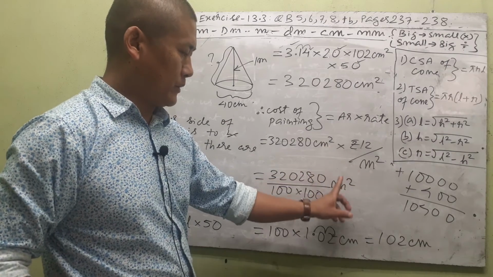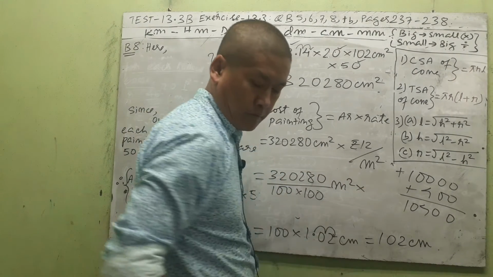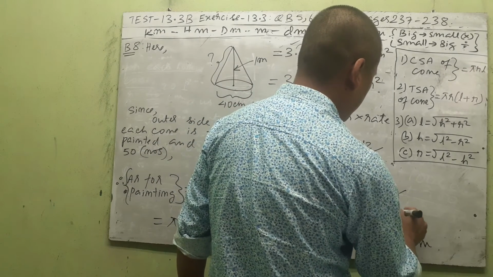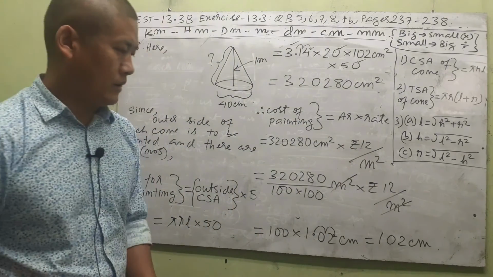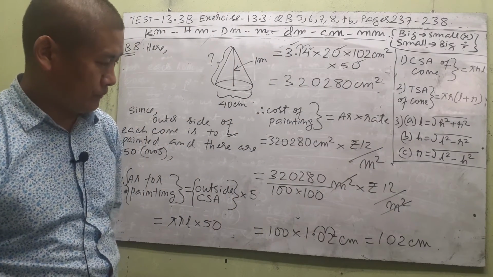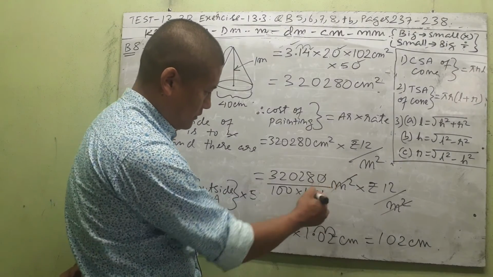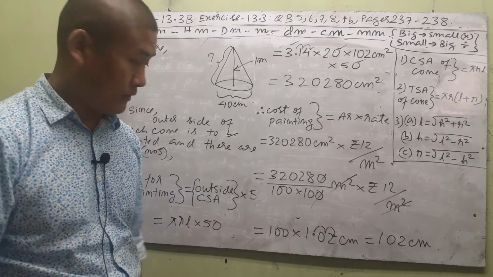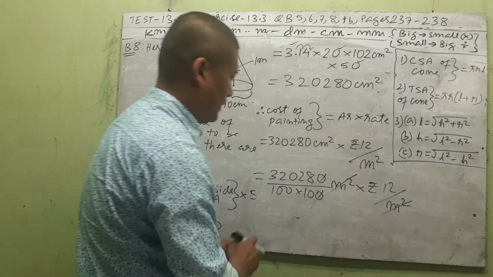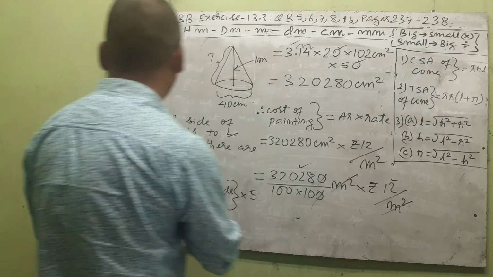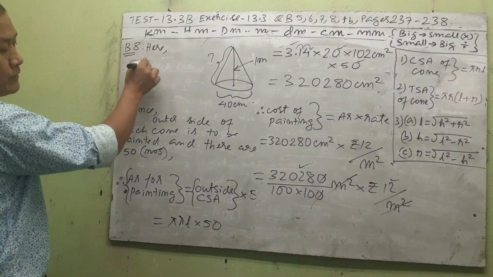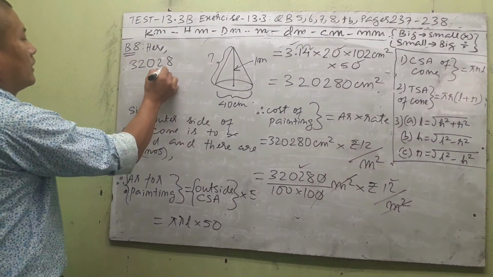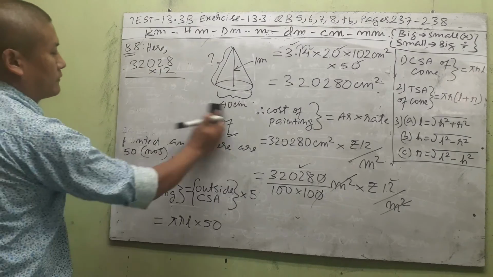Then centimeter square will disappear, meter square will come in, multiplied to the rate. The rate is rupees 12 per meter square. So this meter square and meter square cancel. Then here we can just cancel this 0 and 0. Then we can stop cancelling, because these 3 zeros in the denominator are very easy to divide now. So 32028, 0 cancel, so only 828 multiplied to 12. Write these things on your graph.